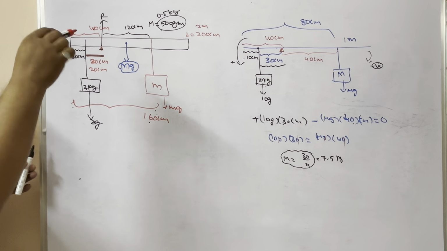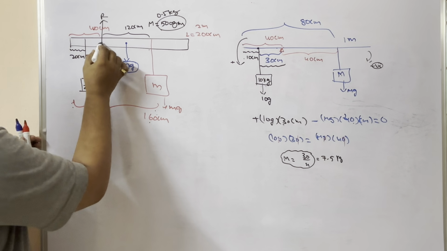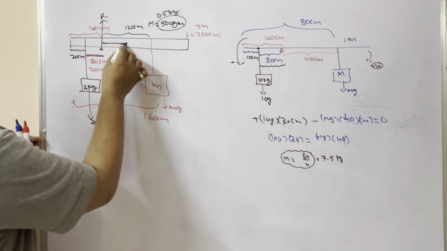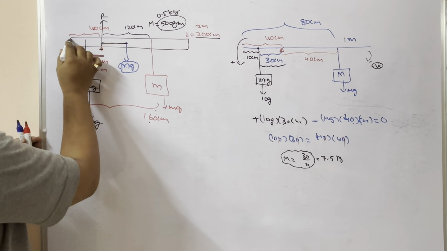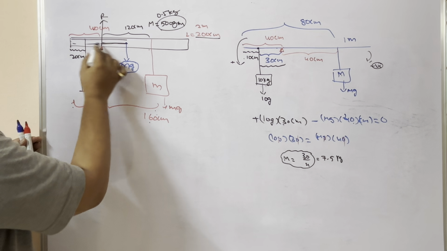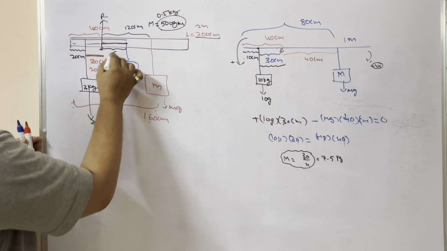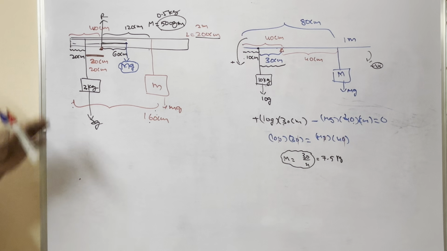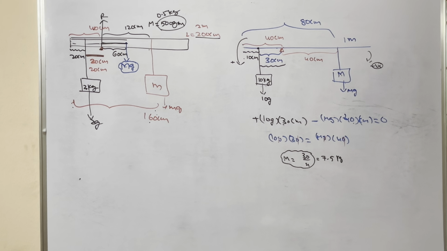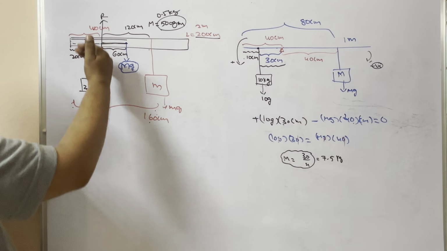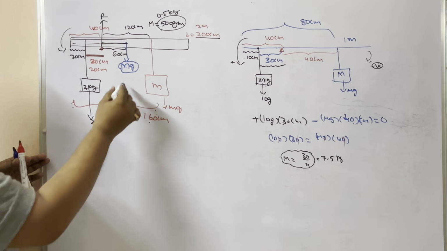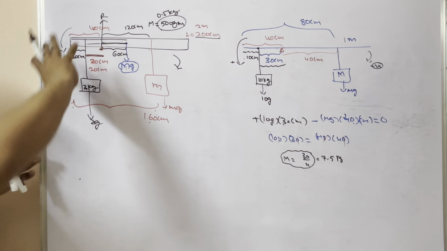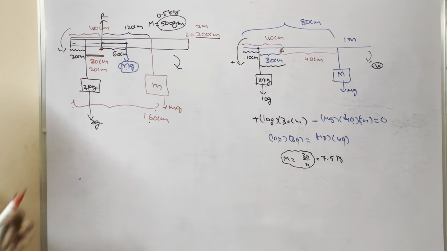Now where is the weight of the rod going to act? The weight of the rod always acts at the center. If the total is 200, the center is 100. Therefore, 100 minus 40 is going to be 60 centimeters. Once you understand this, you can easily solve the problem. Okay. Now see, on the left side this 2g is making the rod rotate anti-clockwise. This Mg and mg are making it rotate clockwise. Therefore, these two should be negative and this should be positive.